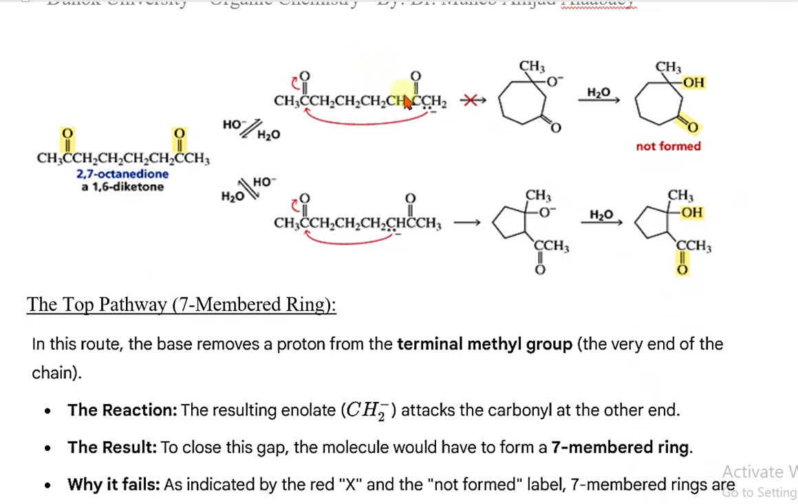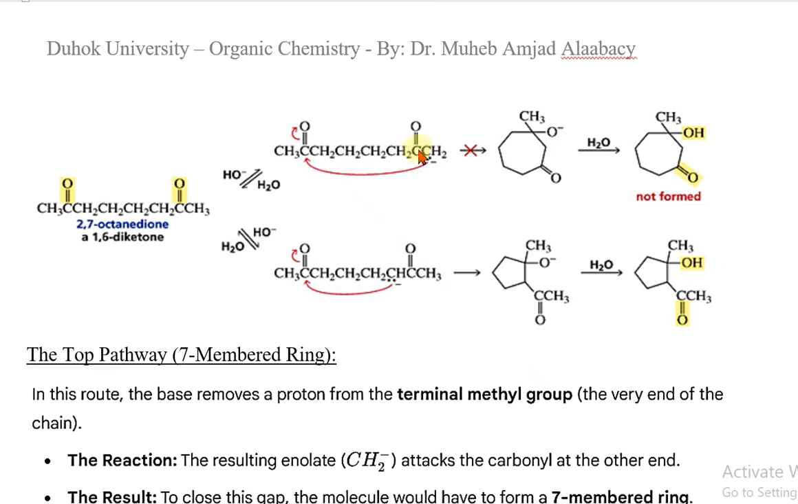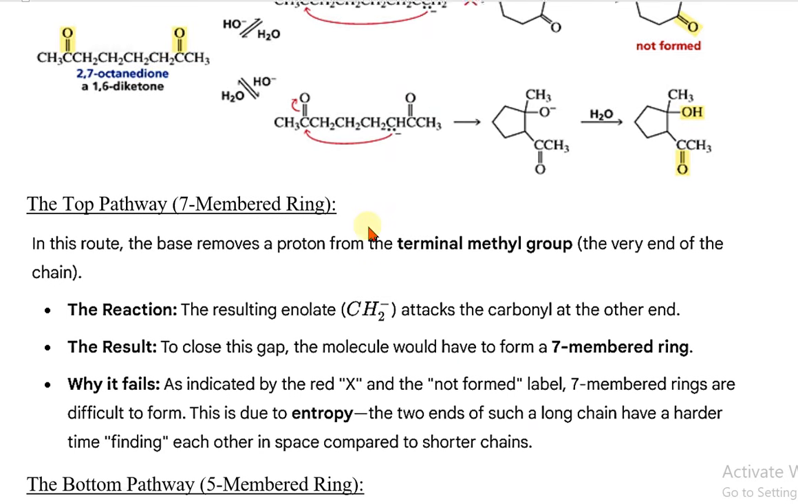So the reaction at the top here, as indicated by the false mark, is not formed. The 7-member rings are difficult to form. This is due to entropy: the two ends of such a long chain have a harder time finding each other in space compared to a shorter chain. So it is too far for this nucleophile to find this electrophile and make a carbon-carbon bond.